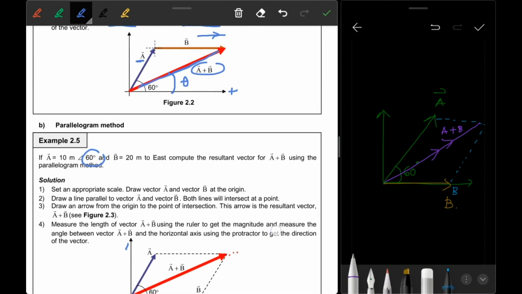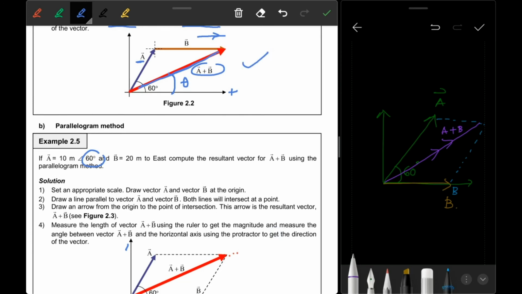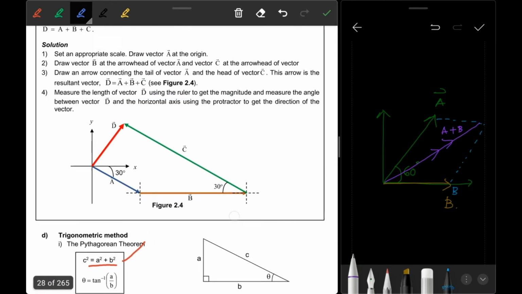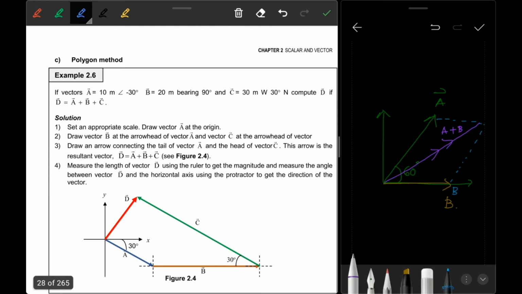Look at the direction. If you use the triangle method, you still get the same direction when you use the parallelogram method. The direction of the resultant is still the same, whether you use parallelogram or triangle method. Then we go to the next method. The next method is the polygon method. Actually, the polygon method we use for more than 2 vectors.